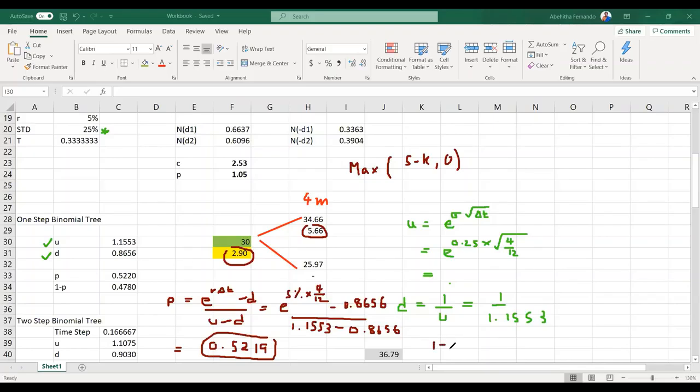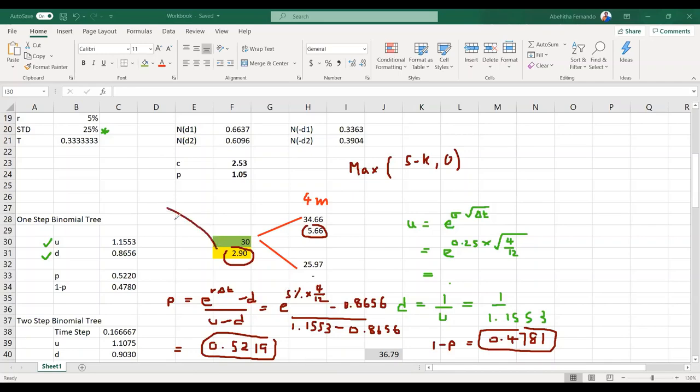And 1 minus p would be then how much? 1 minus p would be 1 minus 0.5219. You will have 0.4781. So the difference between these two, if you compare them, is due to rounding off errors, right? So using these probabilities, 0.5219 and 0.4781, you can calculate the expected payoff and then take the present value of that expected payoff.